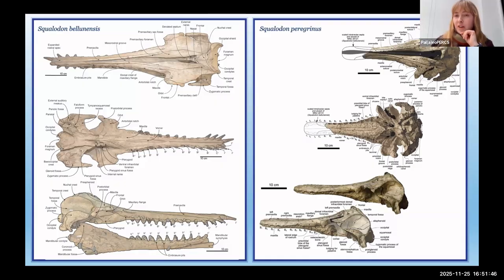That's very cool. Just a follow-up question for me. How good is the stratigraphic constraint usually for these specimens, especially those that were collected in the 1800s? Yes, not great.